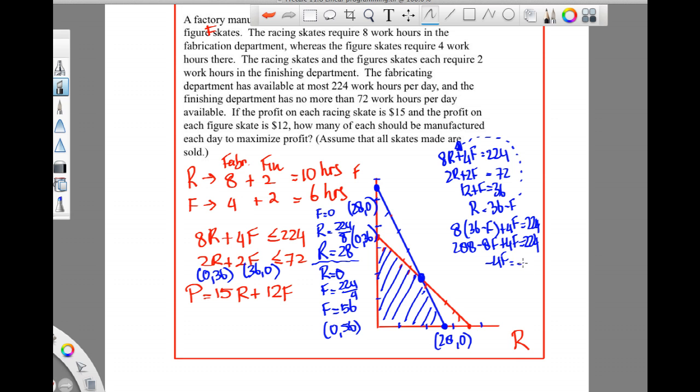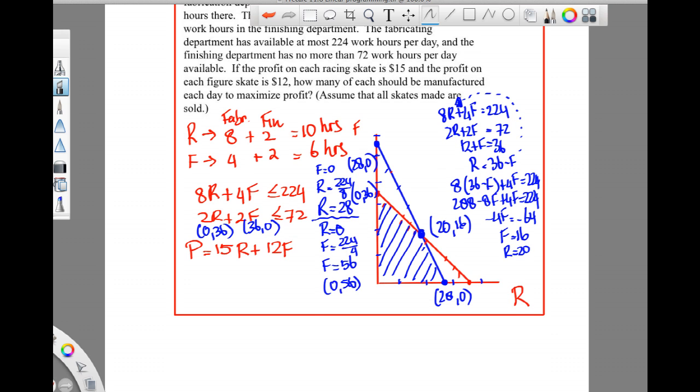That's a negative 64. So f would be 16. If f is 16, 36 minus 16 is 20, and r is 20. So the coordinates here are 20 and 16. Okay, that's a lot of work. Well, not too bad. And then we can finalize.